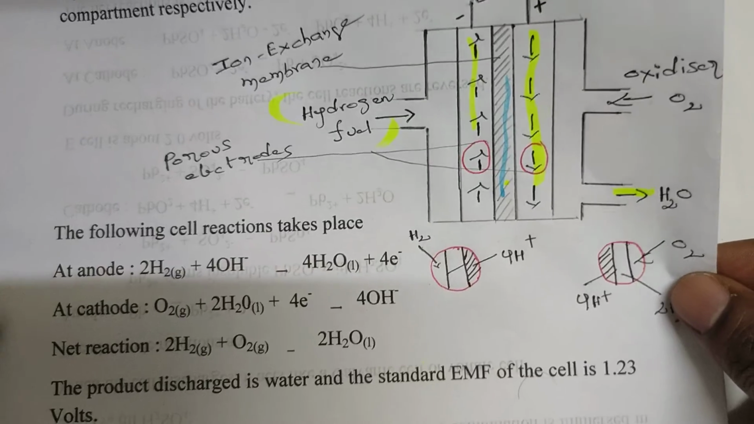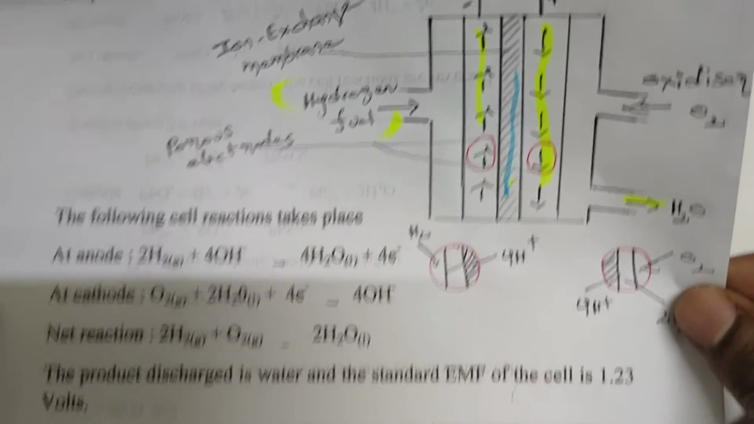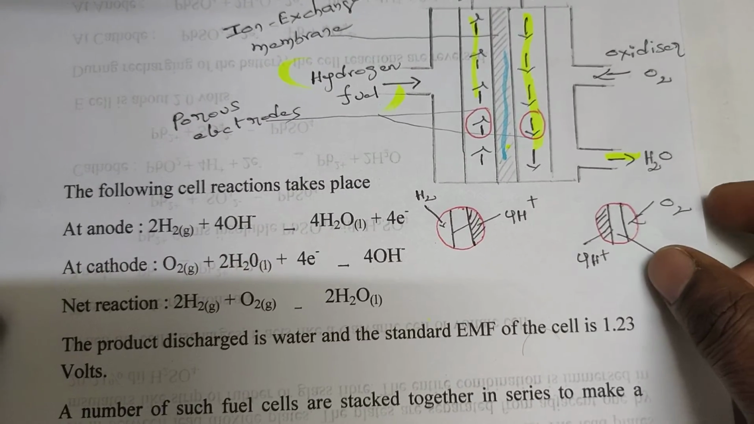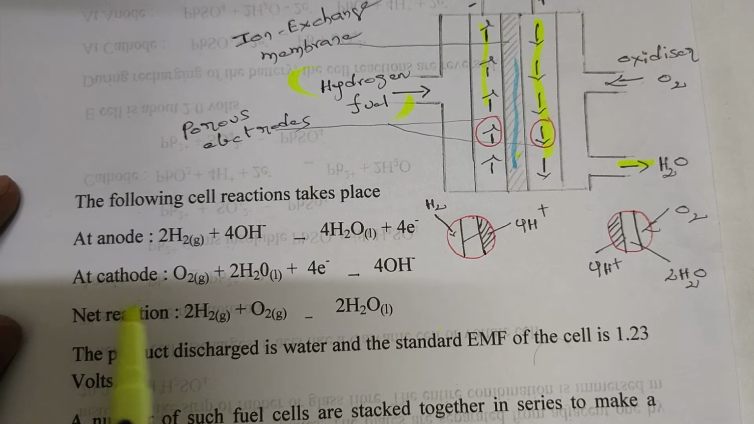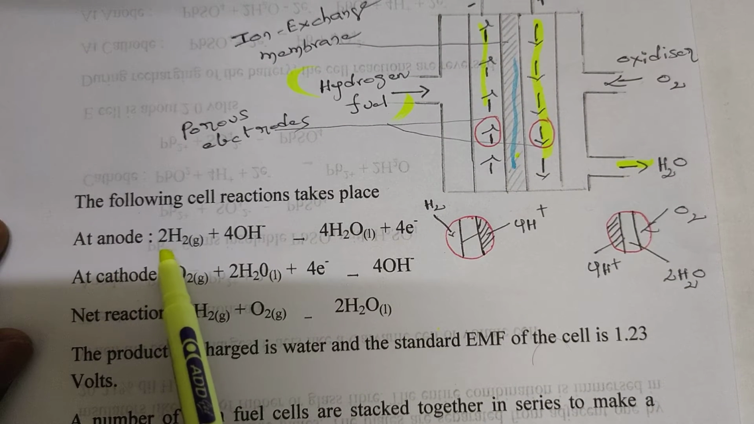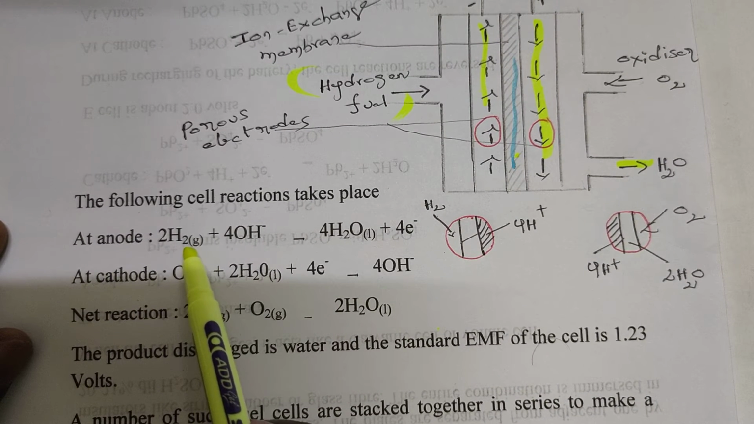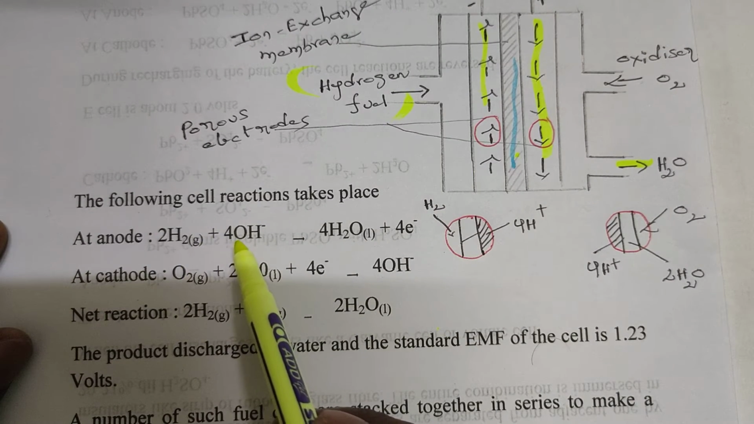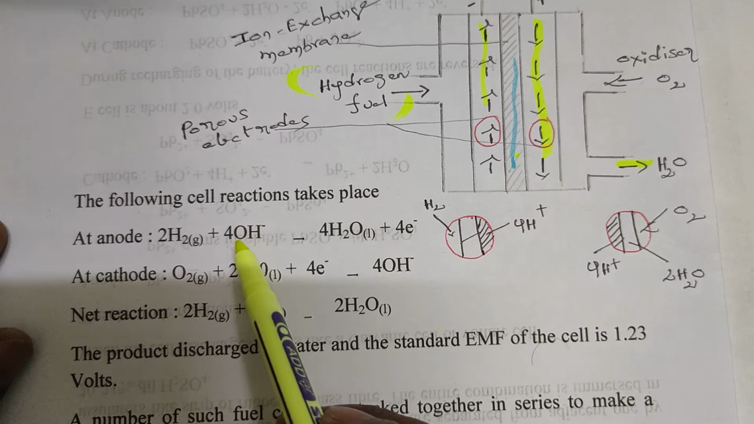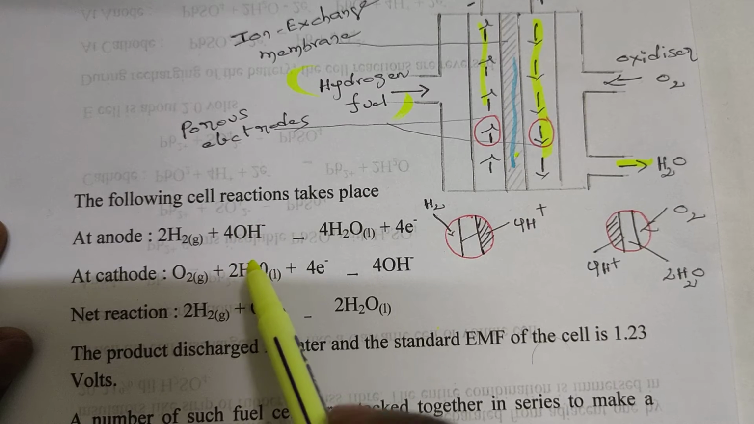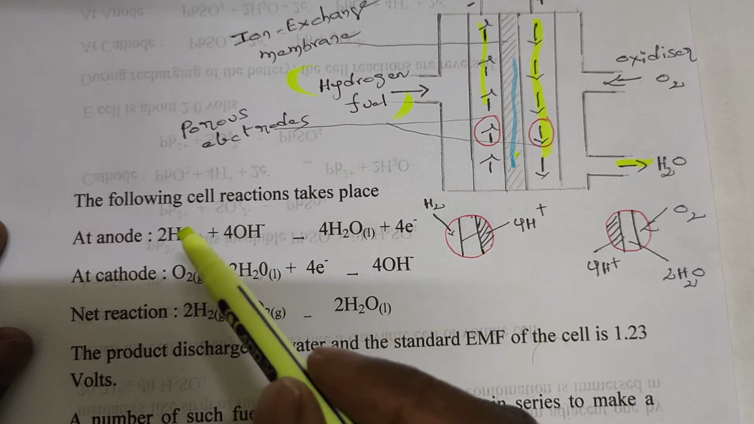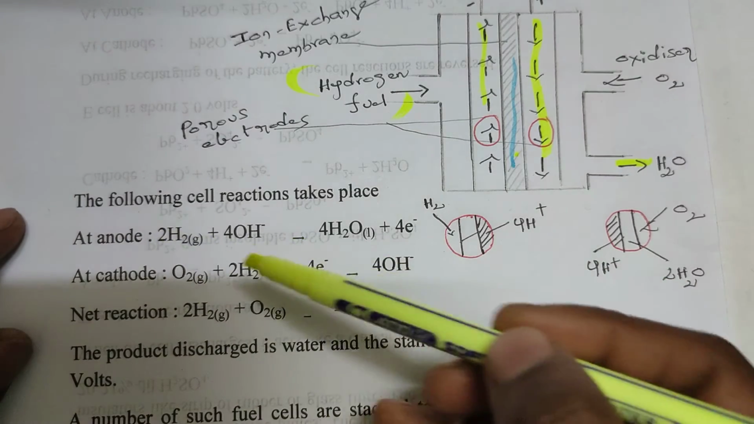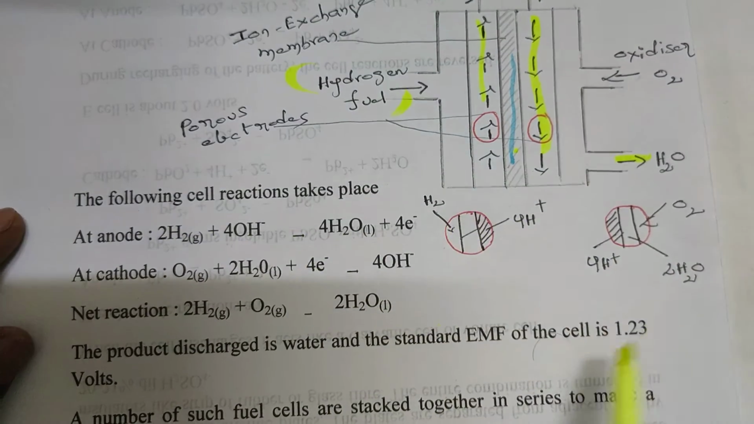So what are the reactions here? Here the anodic reactions are: at anode, 2 moles of hydrogen gas, 2H2, react with 4 OH minus ions, because the electrolyte solution taken here is KOH solution. So 2H2 plus 4OH minus gives rise to 4H2O plus 4 electrons.